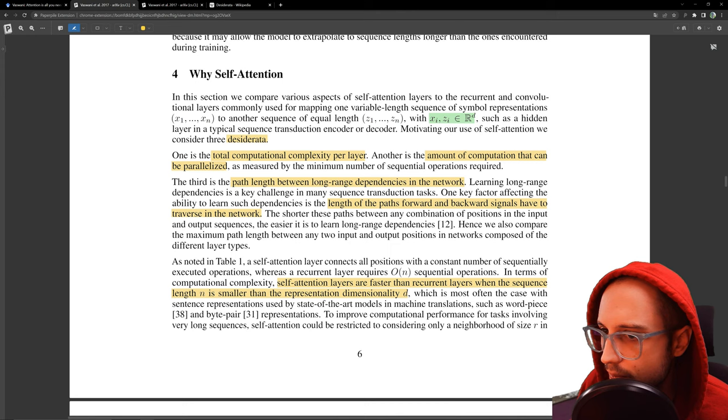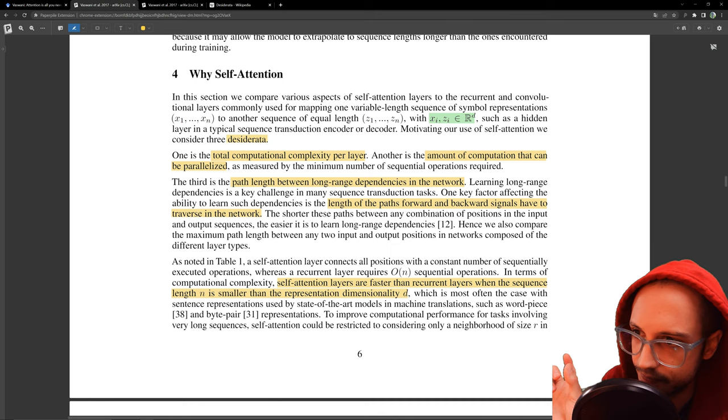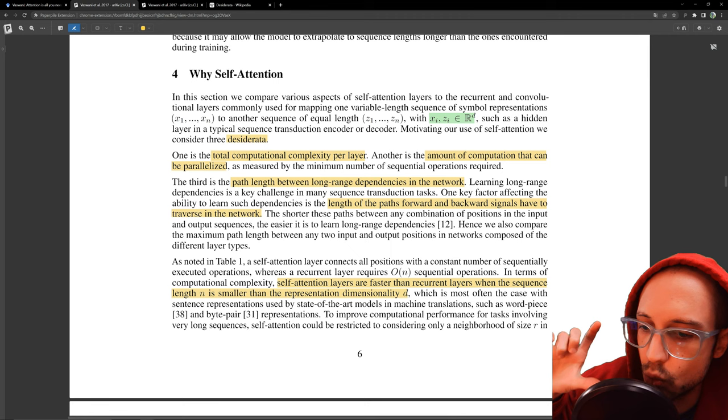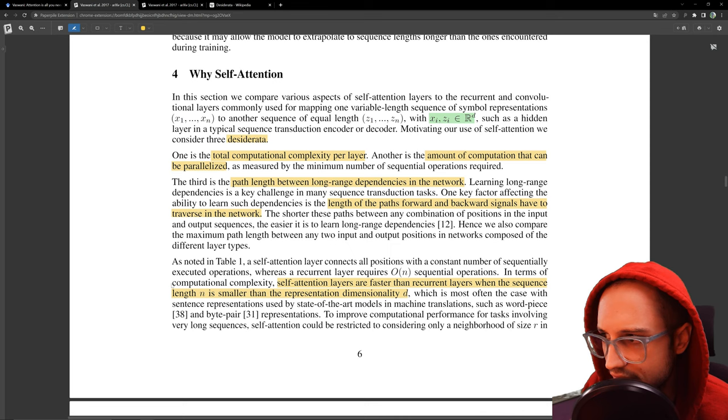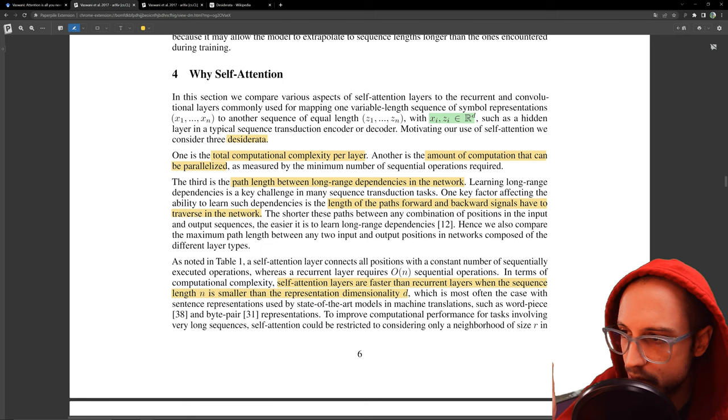Okay, so the sequence length n is basically the size of the sentence, and then the representation dimensionality d is the dimension of the word vectors, or the tokens. So they're saying here that the size of the sentences is almost always smaller than the size of the tokens.